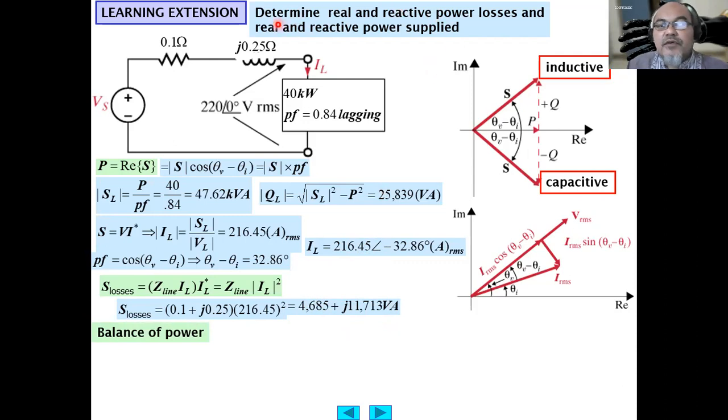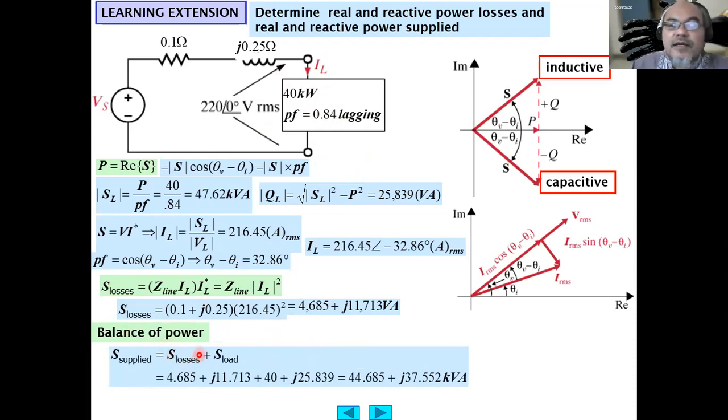Since we want to determine the real and reactive power supplied by the voltage source, there should be a balance of power. The complex power supplied should equal the complex power loss plus the complex power at the load. S supplied equals S losses plus S load: 4,685 plus j11,713 volt ampere plus 40 kilowatt plus j25,839 volt ampere. So we obtain 44.685 plus j37.552 kilovolt ampere. This is from the balance of power.